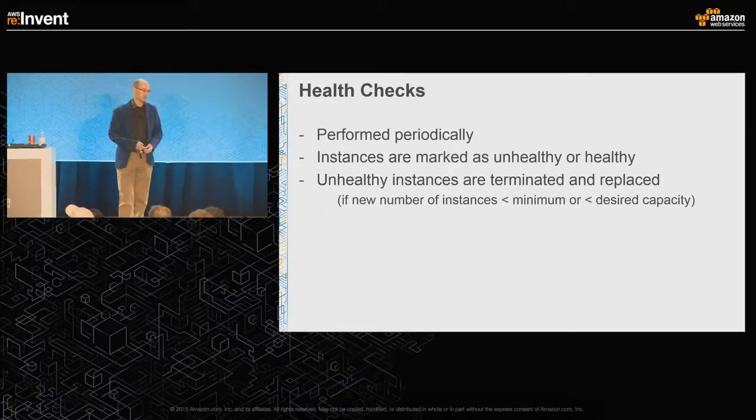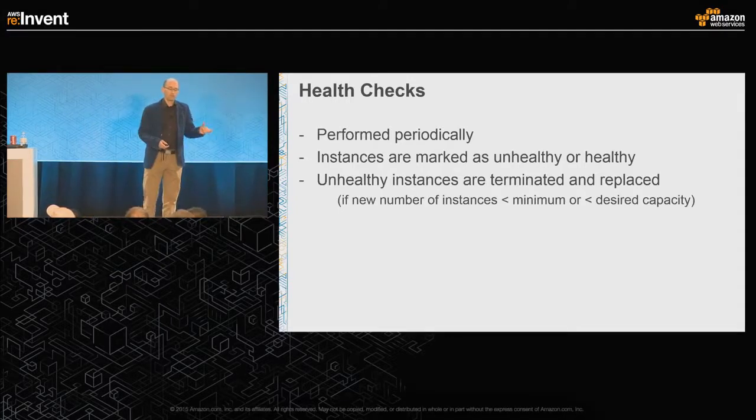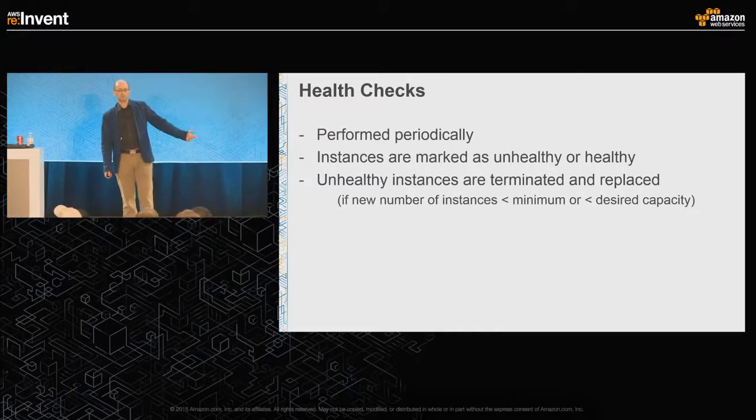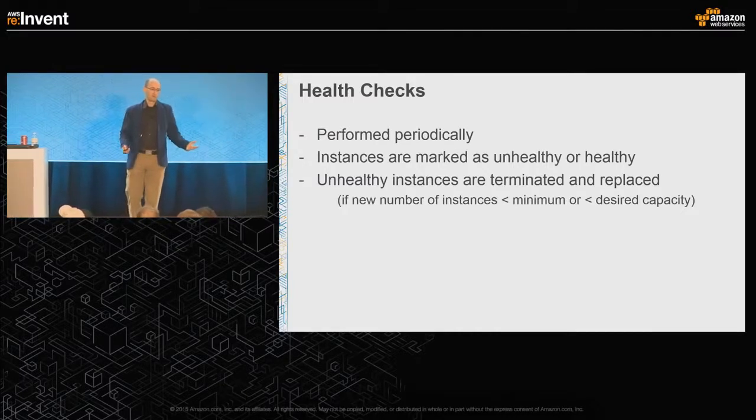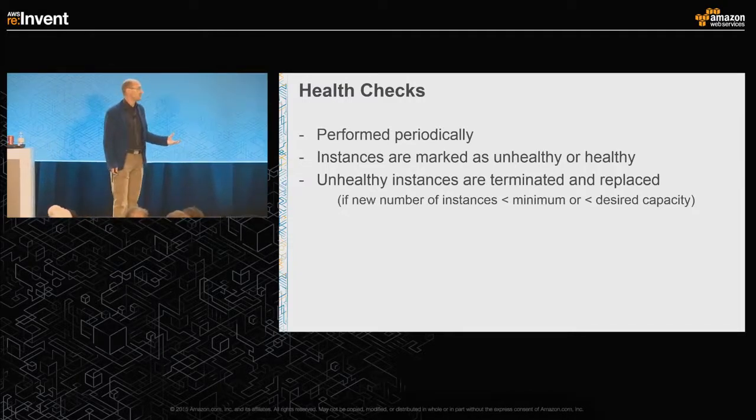Because autoscaling does health checks. It does those periodically, and it keeps track of which instances are healthy or unhealthy. And if an instance doesn't look as good anymore, it's going to terminate it and replace it with a new one. So that's also part of the default scaling plan. As soon as something seems to fail, it will be replaced.